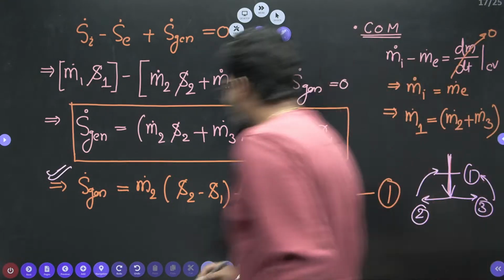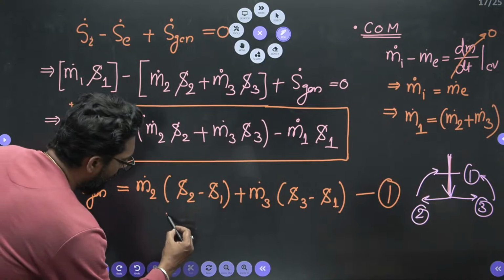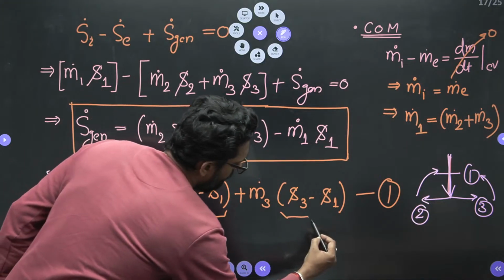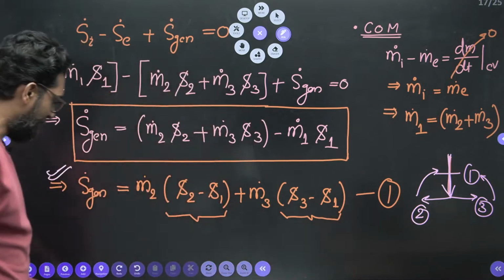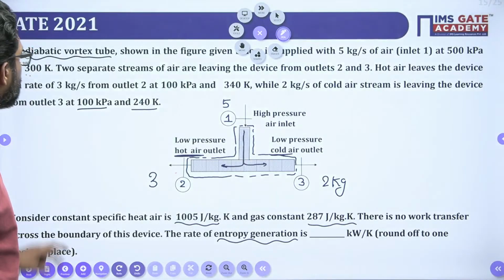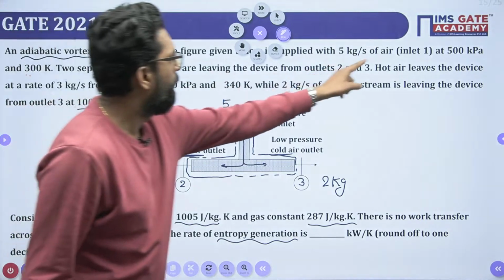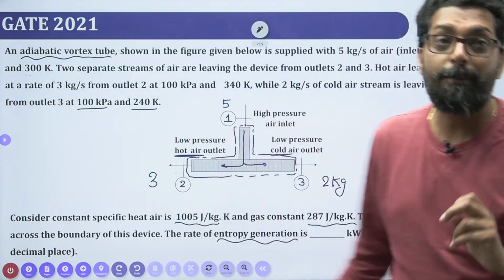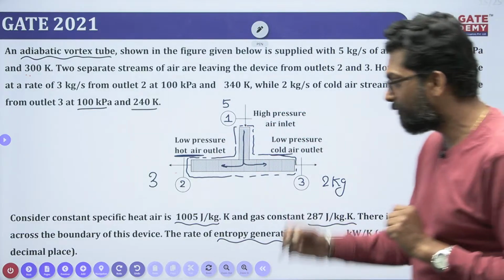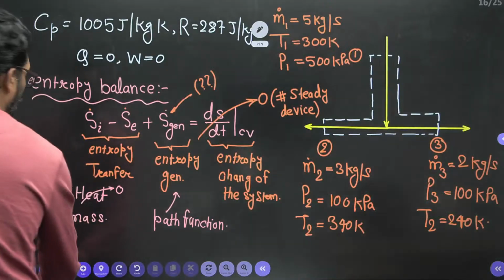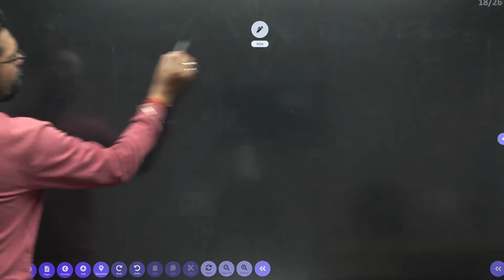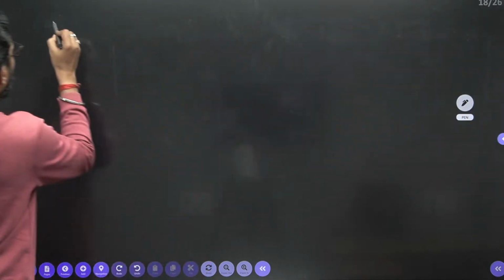Now, the next task is how to find this change in entropy. In this case, there is air, right? Air acts as an ideal gas. So what is the change in entropy of an ideal gas? We know that.